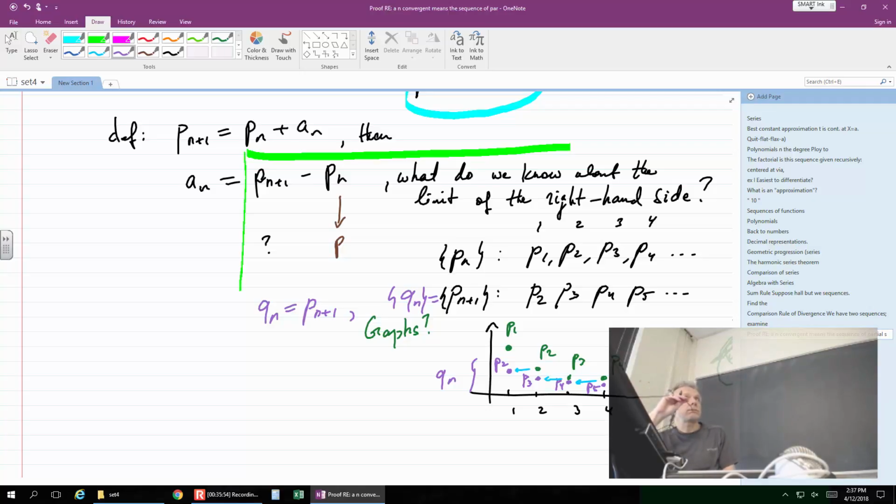So what does it tell us about the new sequence? Well, what is it that we care about? Remember, these are sequences, so as far as sequences are concerned, the only thing we really care about is the limit. It doesn't really matter how the sequence looks, as long as we know its limit, that's pretty much all we care about. So what about the limit of Qn?